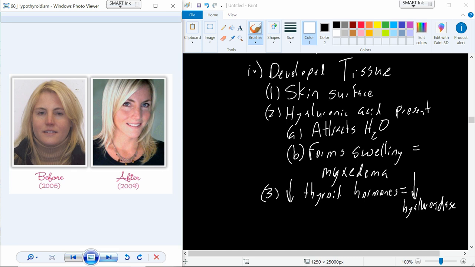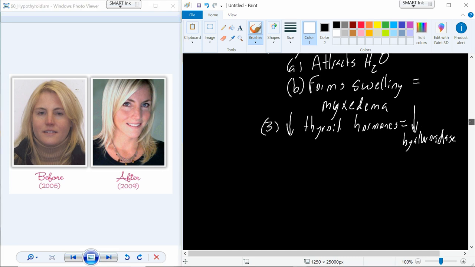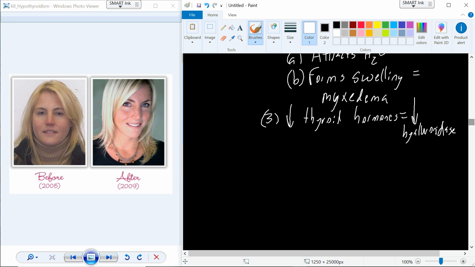Hyaluronic acid is converted and reduced in the surface of the skin, and that swelling begins to disappear. Yeah, they don't look like the same people at all, but I promise you, that is the same individual one year apart after treatment for hypothyroidism. How do I know? Because this is actually an image that came out of a clinical case. Because that's me.